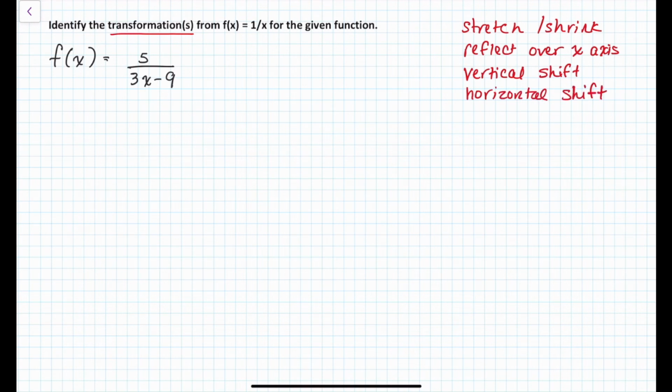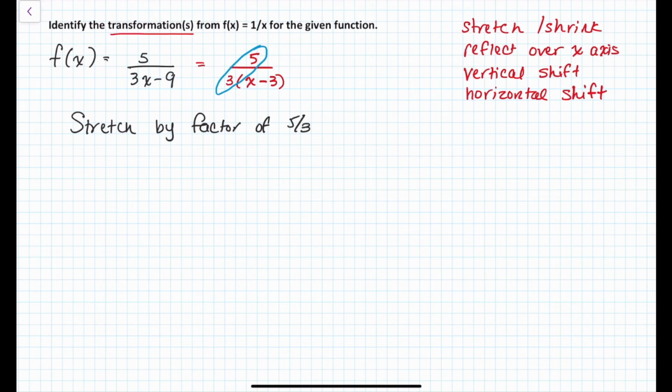Now these questions will only refer to an exponent of 1 in the denominator. In other words, it has to be the function 1 over x, and then we're transforming that. So the first thing we want to do is factor out the 3 in the denominator. And then we can look at the 5/3, which is actually the constant or the a value in our formula, if you remember that from our first video that we did.